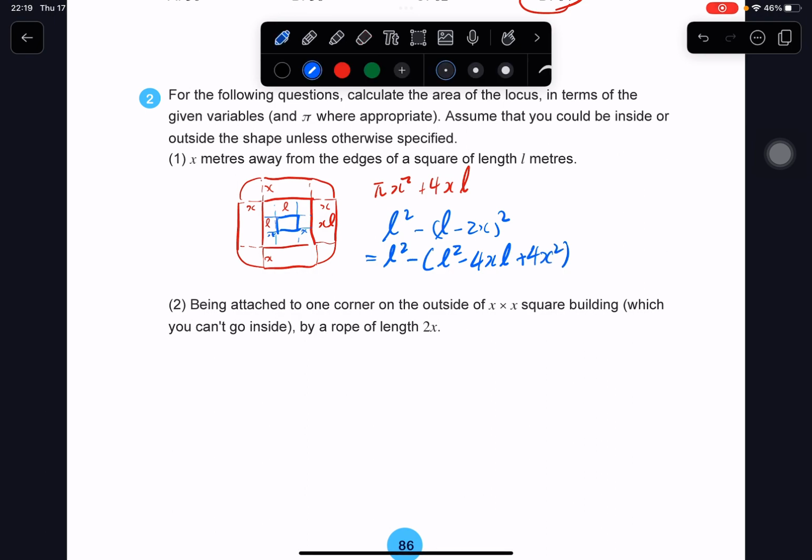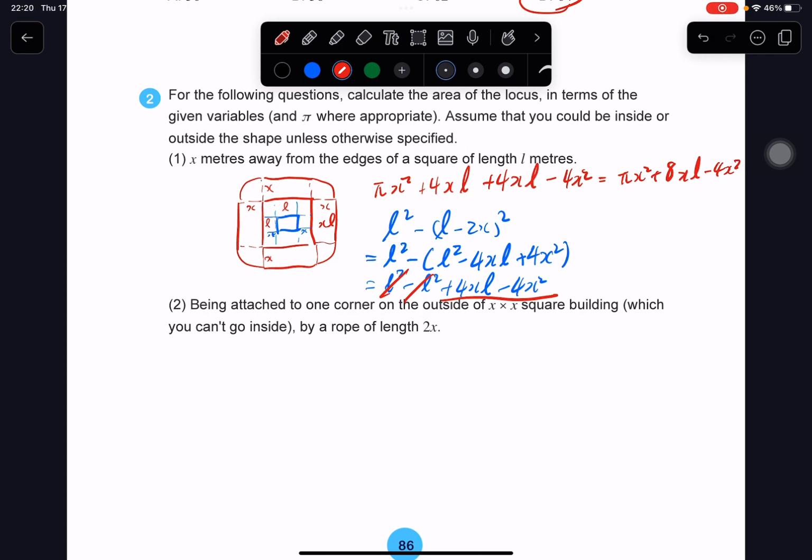And when you are trying to expand the brackets, you get L squared, take away L squared, adding 4XL, take away 4x squared, which the L squares cancels out, so you have that left. And you have adding 4XL, take away 4x squared. So the answer is going to be pi x squared, adding 8XL in total, take away 4x squared. All right, so that's what we have for subquestion 1.